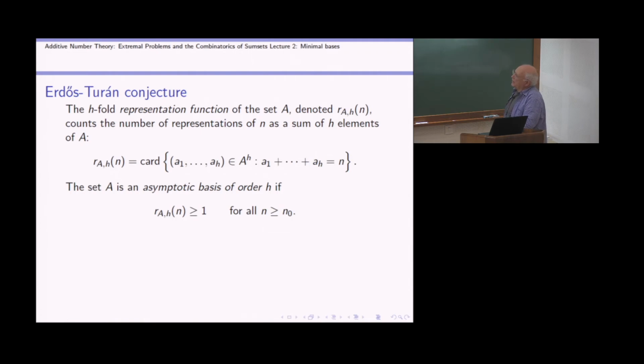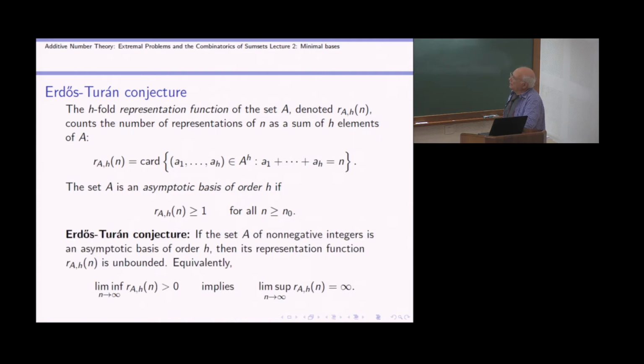And to say you have an asymptotic basis of order h means this representation function is positive from some point on. And the Erdős–Turán conjecture says that if the set of integers is an asymptotic basis, then its representation function is unbounded. That is, if every number from some point on has at least one representation, then there are numbers with arbitrarily large representations.